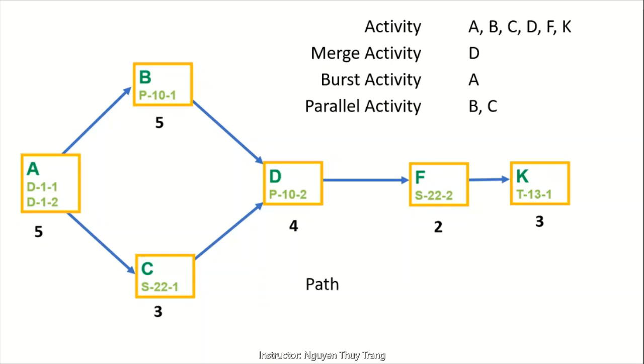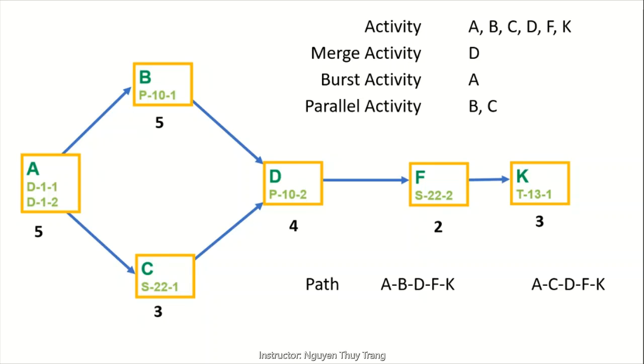The path. What is the path? It is a sequence of connected, dependent activities. There are two paths here. Can you find what they are? They are A, B, D, F, K, and A, C, D, F, K.